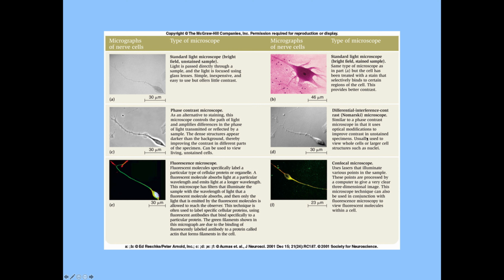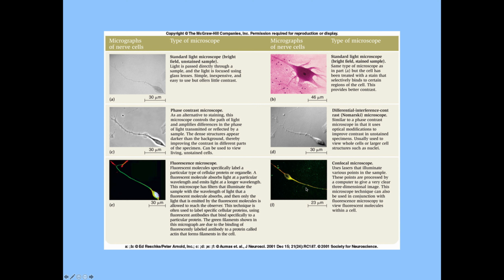Down here is what's called a DIC. And with DIC, it's a lot like the phase contrast microscope. It's usually used on unstained specimens, but what we can see here is it's almost three-dimensional. So we get just a little bit more detail. It's usually used to look at entire cells or the surface of cells, because we can really see big structures and get an idea of size, shape, and texture.